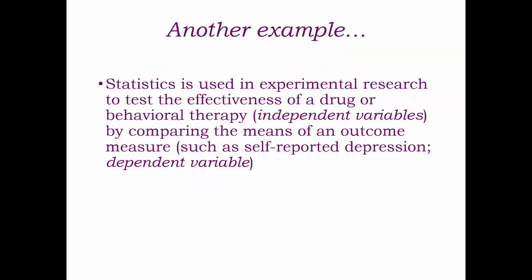So let's look at another example. Statistics is always used in experimental research to test drug effectiveness, behavior of drugs, behavior therapy, and so forth. So these are independent variables. Say we're going to treat depression, and we're going to test whether a drug or behavioral therapy works to decrease depression. The way we do it is we compare means on an outcome measure, such as self-reported depression. That's the dependent variable.